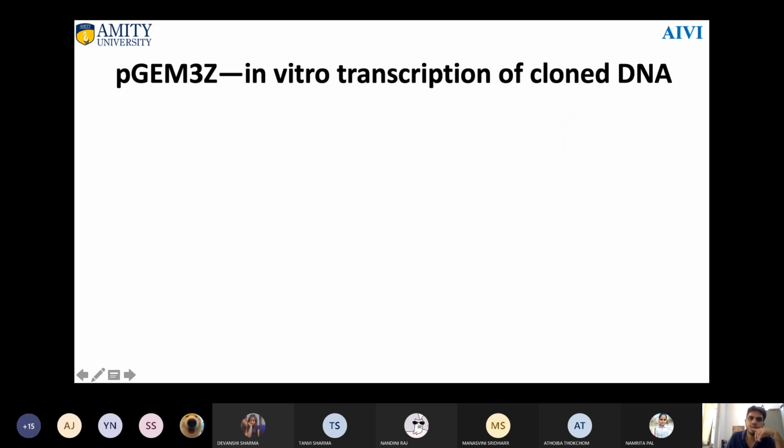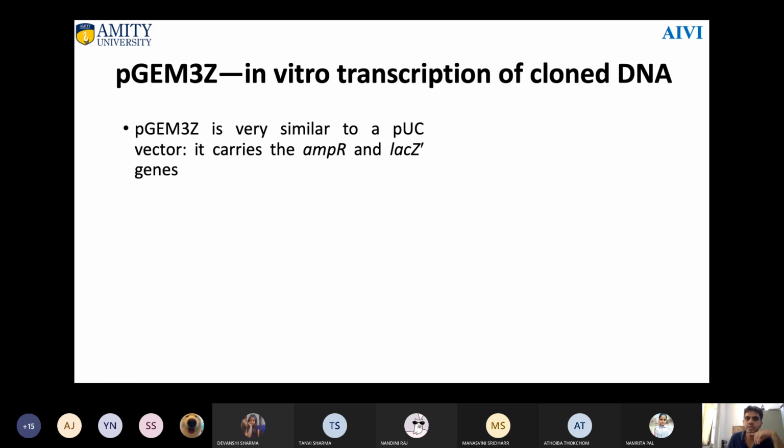Okay, so pGEM3Z in vitro transcription cloning vector. This is another vector, which has a role in transcription.